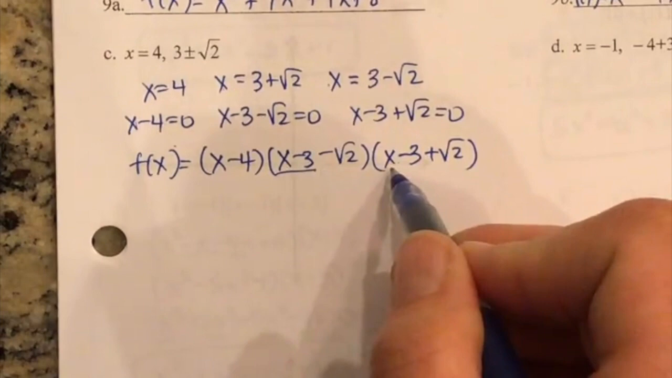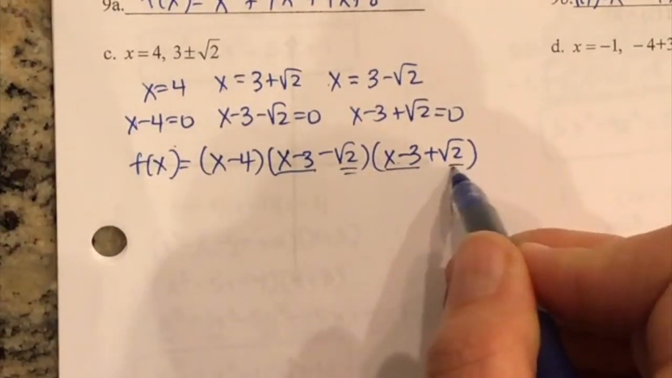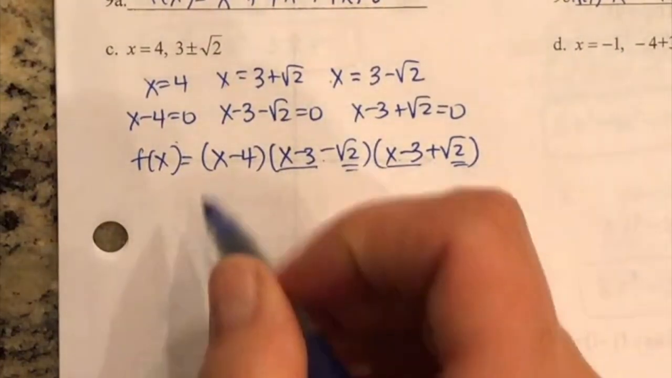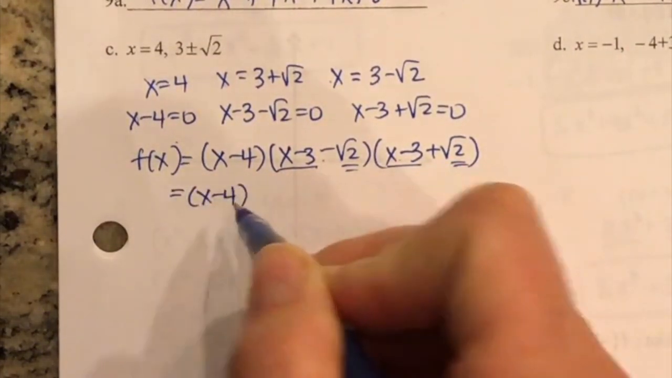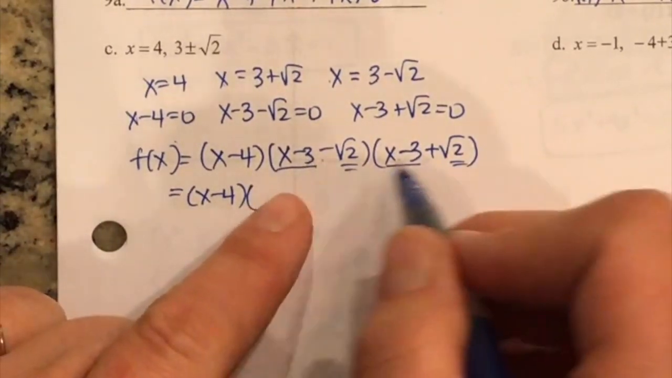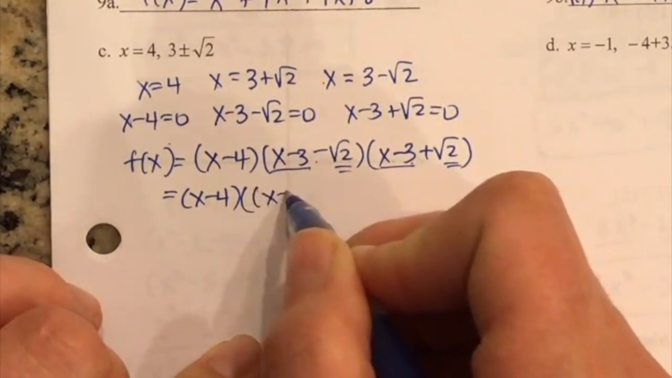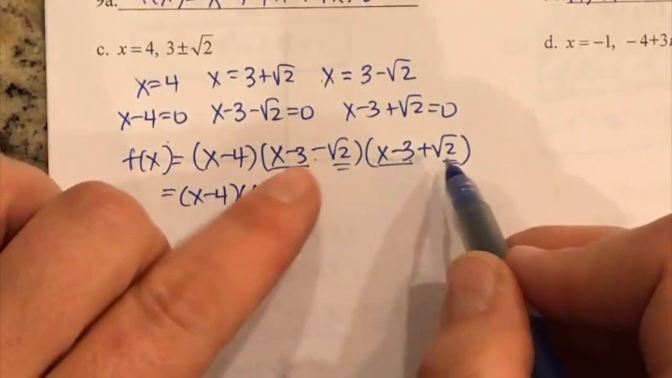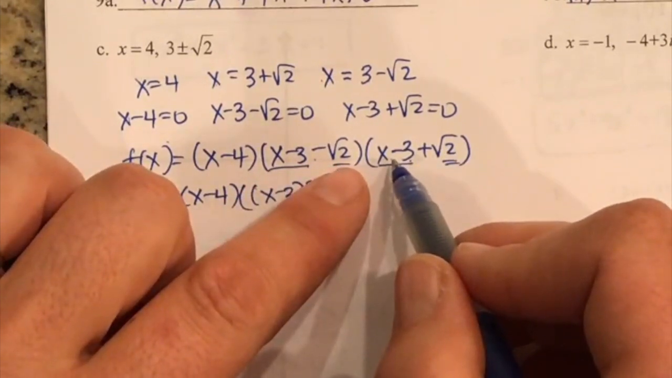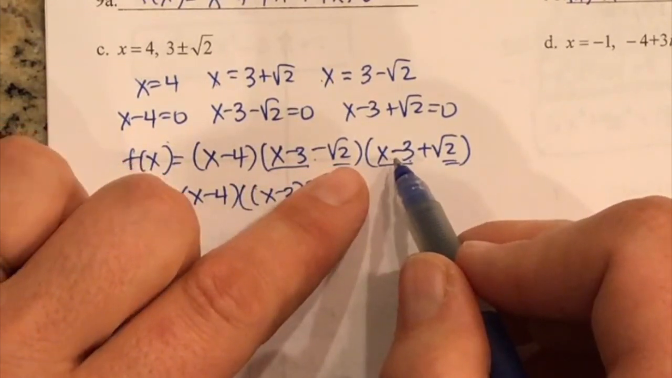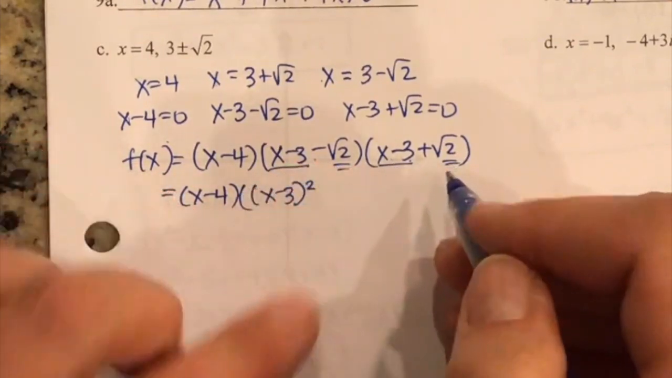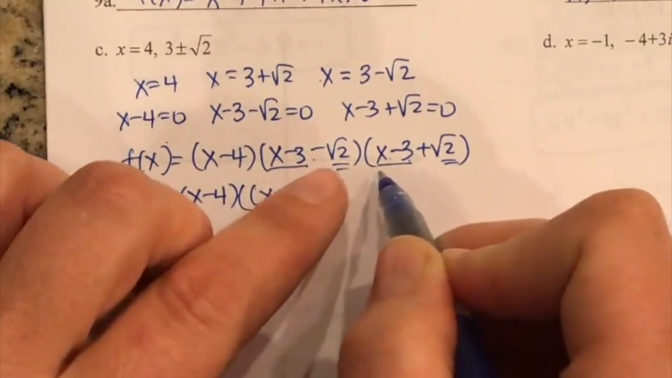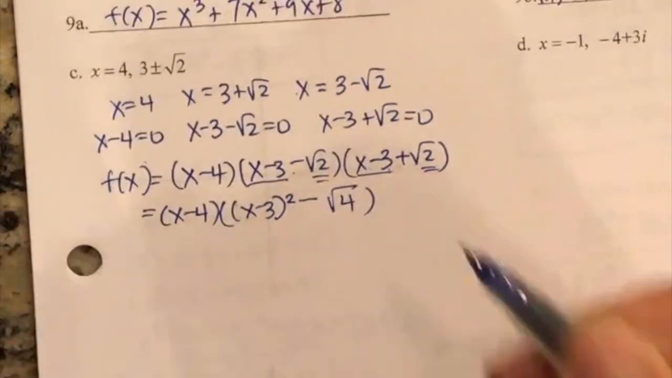Or you can notice that this and this are the same, and this and this are the same, and I've got one negative and one positive, which means that this is a difference of squares. And so if I did x minus 3 times x minus 3, I would get x minus 3 squared. My middle terms will cancel. I'm not going to write all that nonsense out. That defeats the whole purpose of seeing that that's what's going on. And so now my middle terms cancel, and a negative times a positive is a negative, and then root 2 times root 2 is root 4.